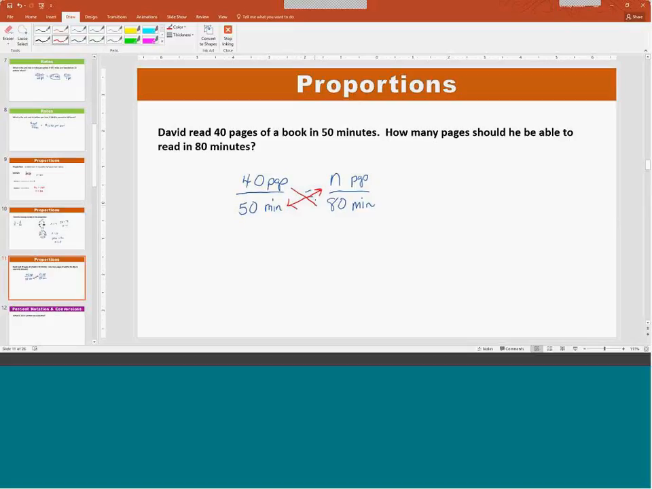So I'm going to use my cross-multiplication method to solve this proportion. That's 50 times n is equal to 40 times 80, or 3,200. To solve for n, divide both sides by 50. I'm going to get that n is equal to 64. So David should be able to read 64 pages in 80 minutes. This is your final answer. Any questions so far before we move on to percents?